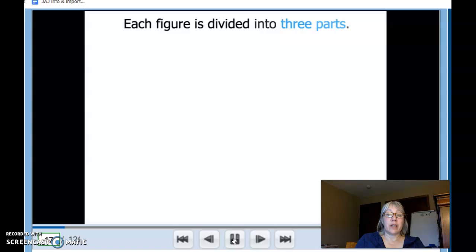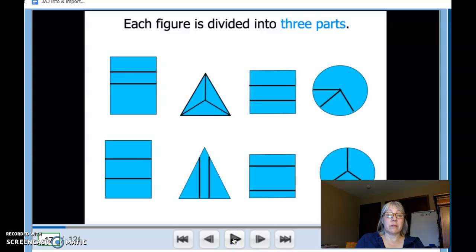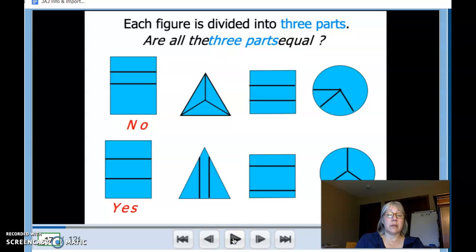Each figure is divided into three parts. Are all three parts equal? No. Yes. Yes. No. Yes. No. No. And yes.